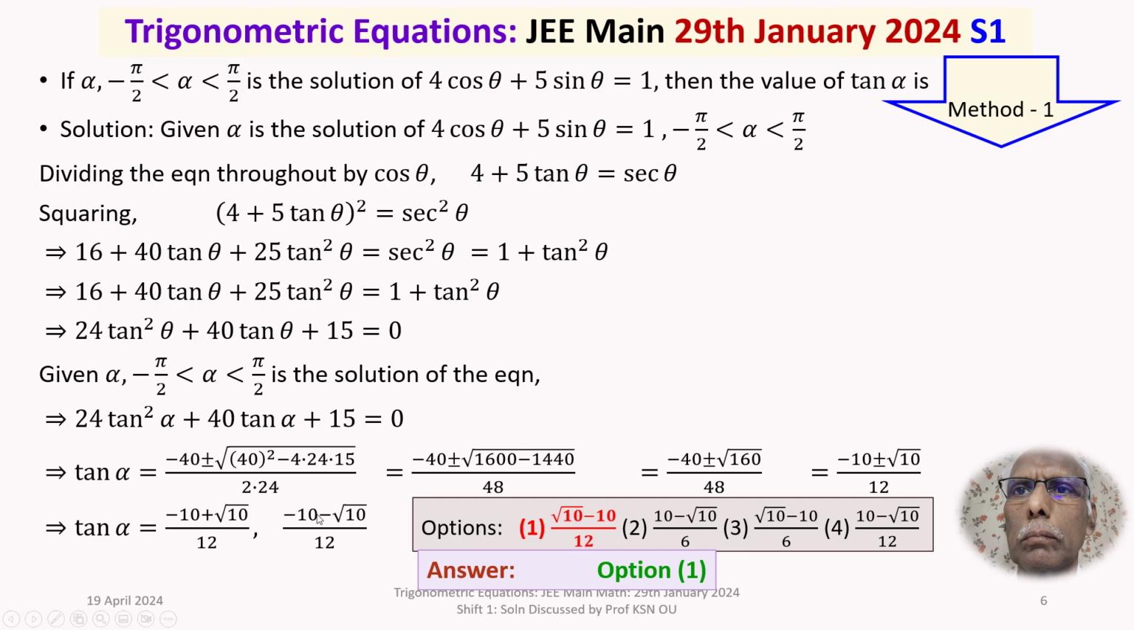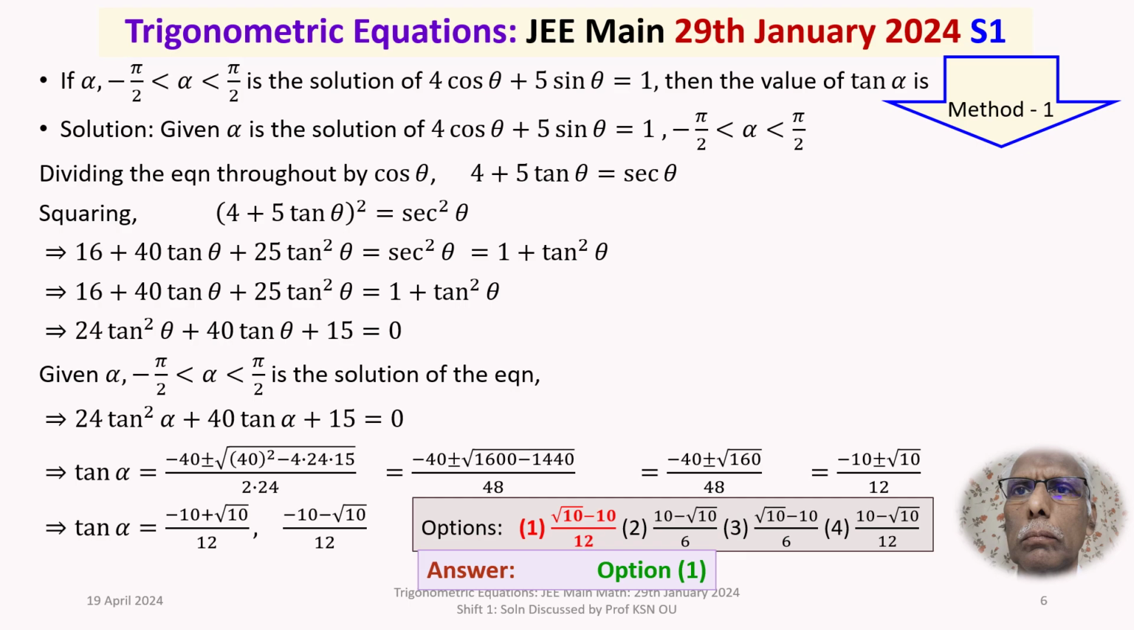Now what about this one, minus 10 minus the square root of 10, by 12? Is it also a solution? That we are not concerned with. Anyway, we got the answer, because of the options given. That is the detailed discussion of the solution of this problem.